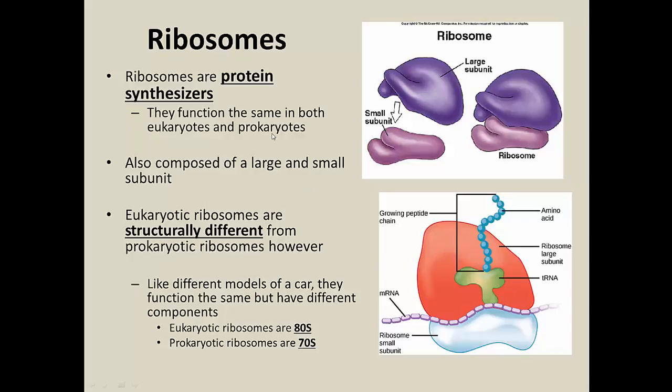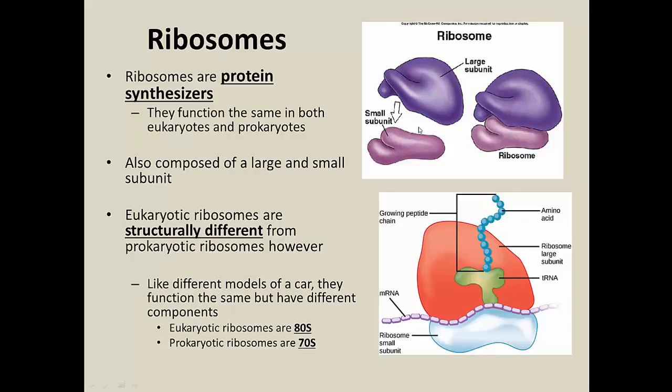Next, I want to just mention the ribosomes here. We've already talked about ribosomes. We talked about the fact that they're protein synthesizers. I want to just point out that they function the same in both eukaryotes and prokaryotes. So in other words, they make protein in both types of organisms. These are a core component of all life.